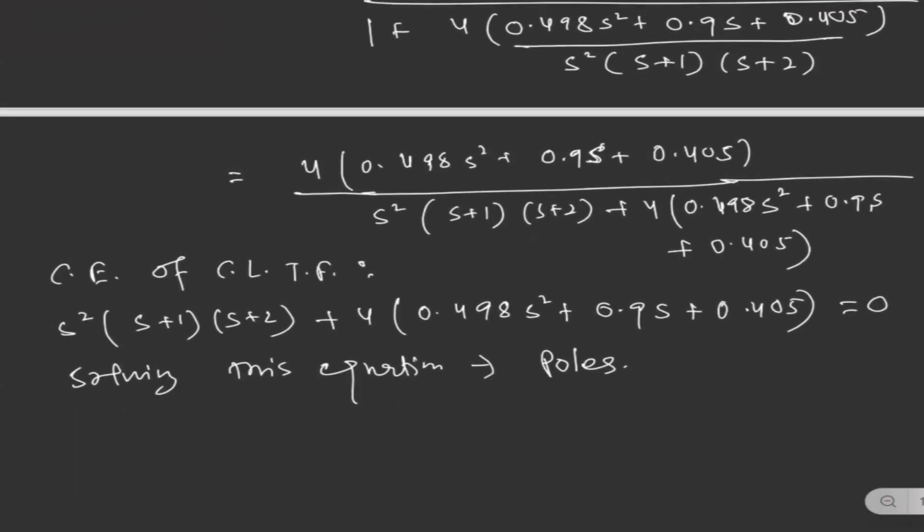So this is the task for you. You can find what poles come out of this characteristic equation, and you can comment on stability.